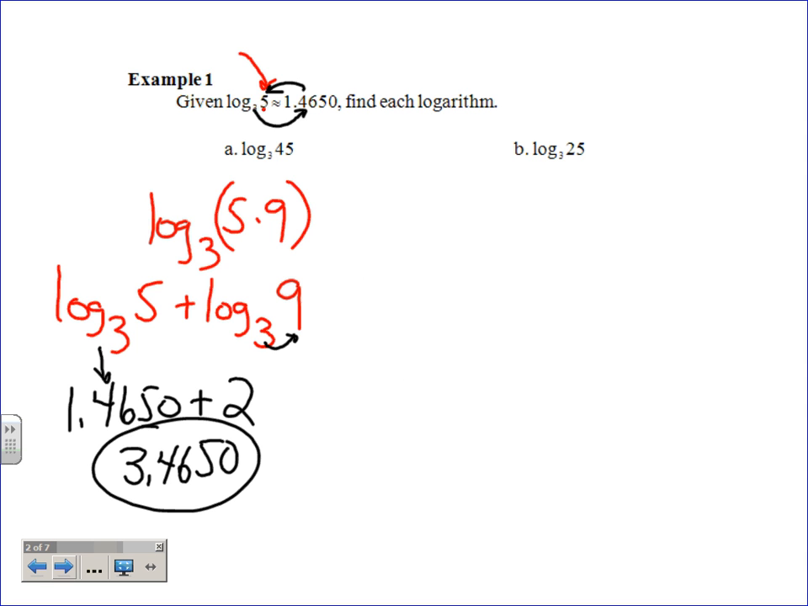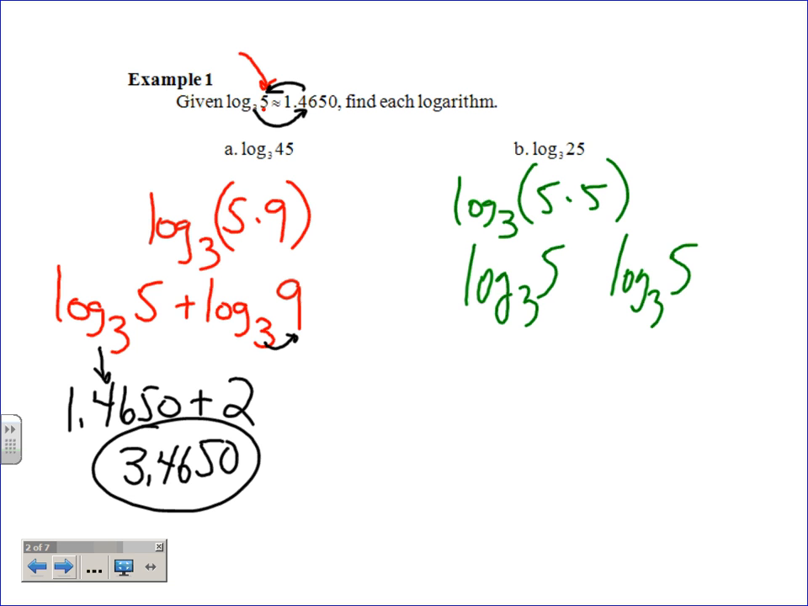Let's get this out of the way. Based on what we just did, I could write it as log base 3 of 5 times 5, right? Because again, log base 3 of 25 wouldn't be in that book of tables that you'd have. You'd have to break it up. And this would be log base 3 of 5 and log base 3 of 5. It kind of divides up like this, right? Towards the plus.